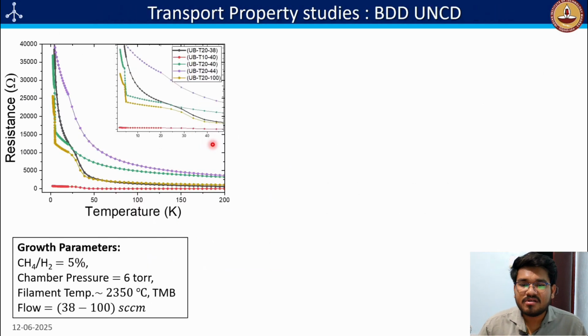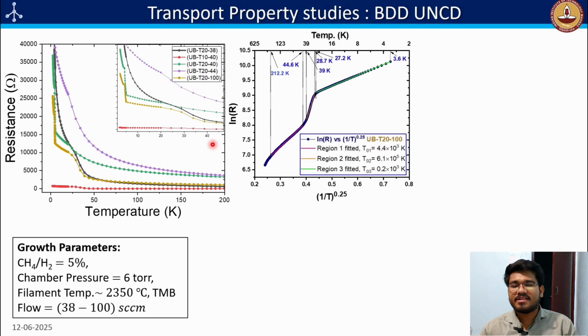So these are some transport studies on my boron-doped ultra nanocrystalline diamond samples. So this coded sample uses ultra nanocrystalline diamond T20. I have grown the sample for 20 minutes with trimethyl boron gas flow. These are different samples, and I have plotted for different samples. The resistivity versus temperature curve is like this.